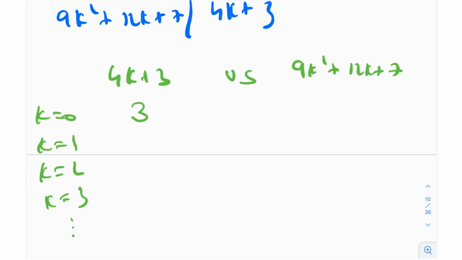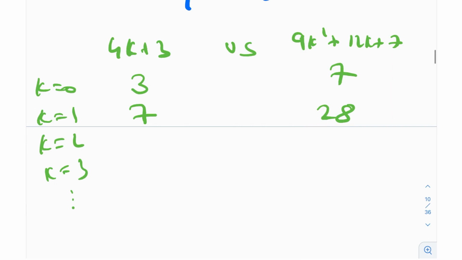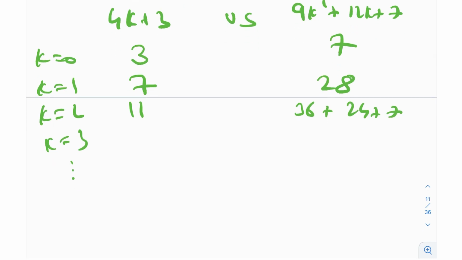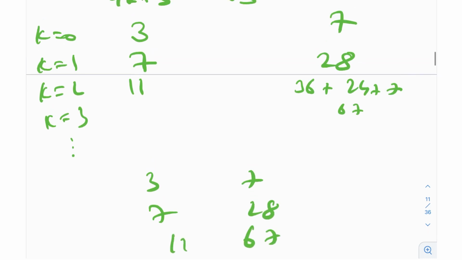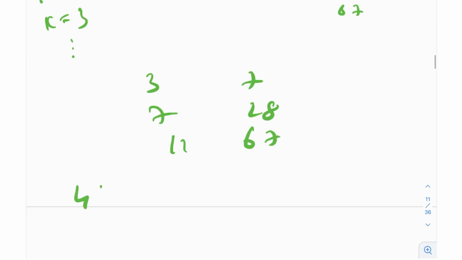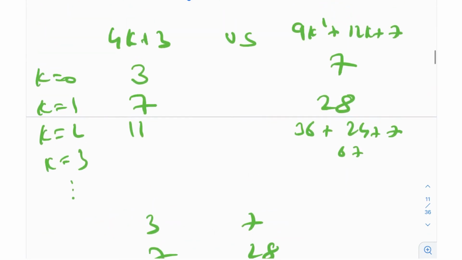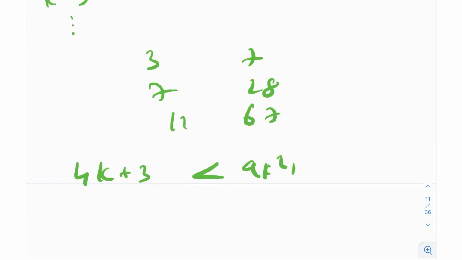If I plug in k equal to 0, I get 3 here, and 7 here. If I plug in k equal to 1, I'll get 7, and here I'll get 9 plus 12 plus 7, which is 28. If I put k equal to 2, I'll get 11, and over here I'll get 9 times 4, 36, plus 24, plus 7, which is around 67. So you get 3 and 7, then 7 and 28, then 11 and 67. By induction, I can prove that 4k plus 3 will always be less than 9k squared plus 12k plus 7.